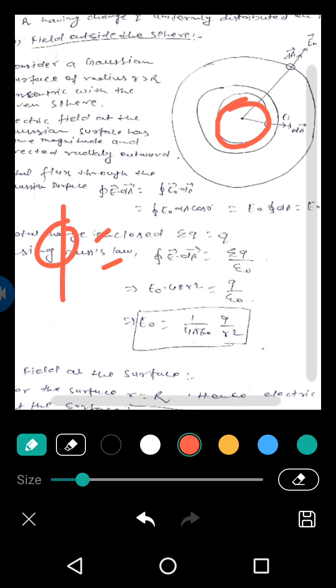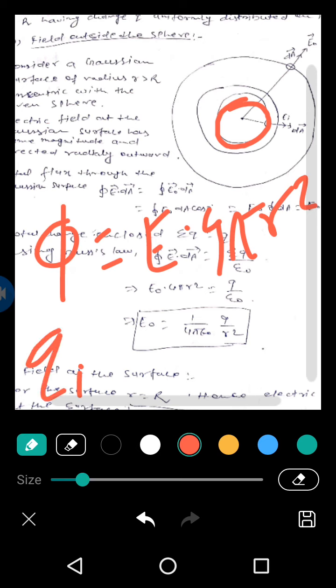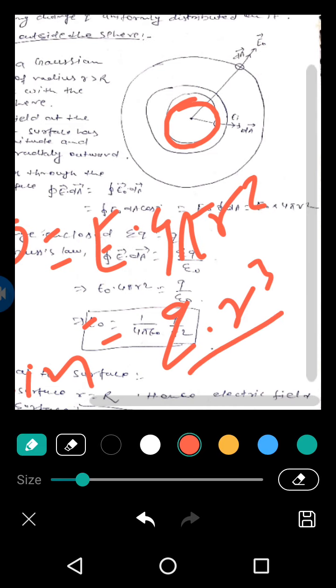Again the total flux is E into 4 pi r square, and the total charge inside the Gaussian surface is Q into r cube upon R cube. This is the total charge inside the Gaussian surface.